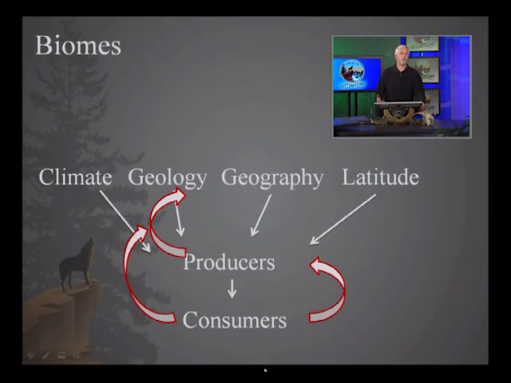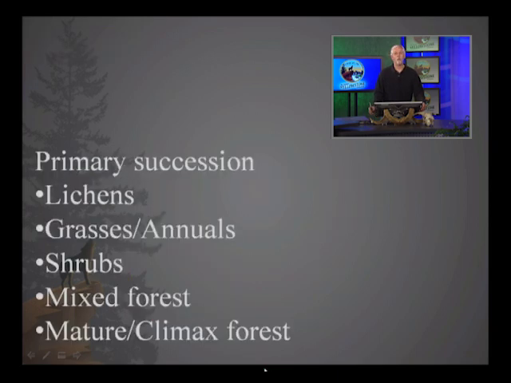So a number of factors contribute to the makeup of an ecosystem. We have the physical factors such as climate, geology, geography, latitude, and altitude. That determines the producers. Producers in turn determine the consumers. But there is feedback. Consumers can have some influence on the type of producers in an ecosystem. Producers can physically alter the environment as well. So it's not just a one-way flow. This is part of what's at work in succession.